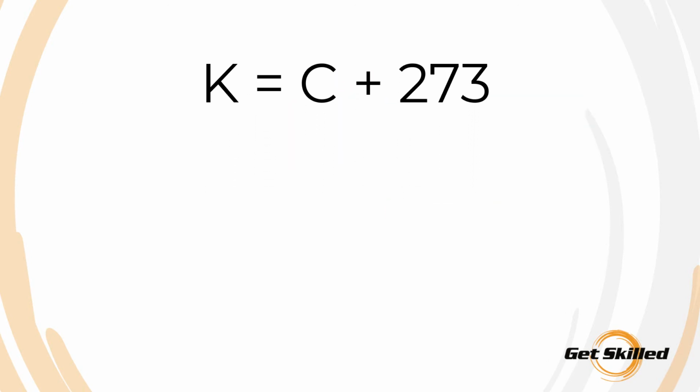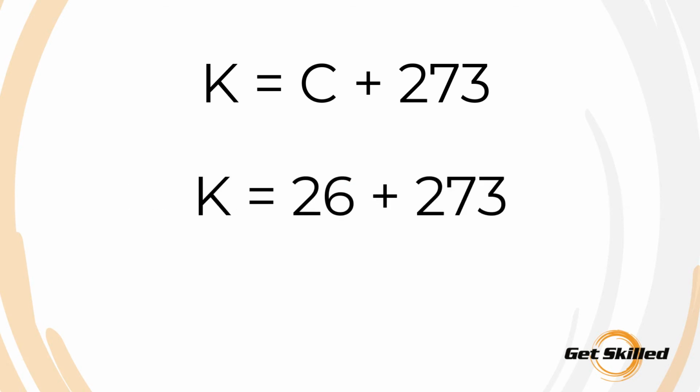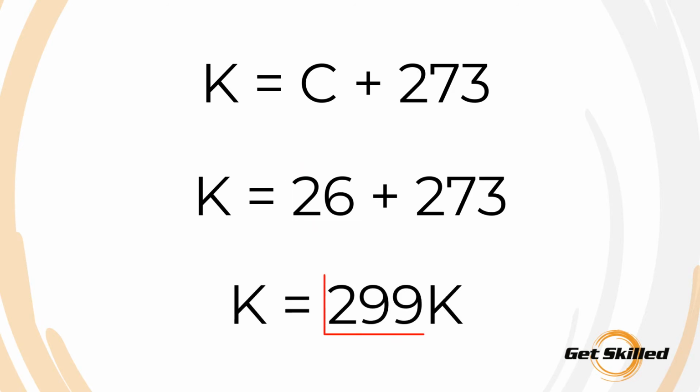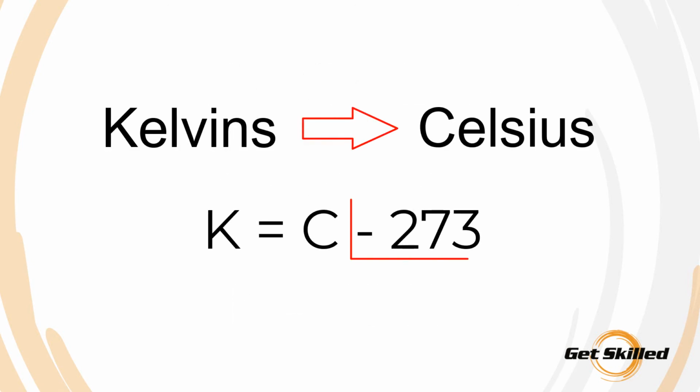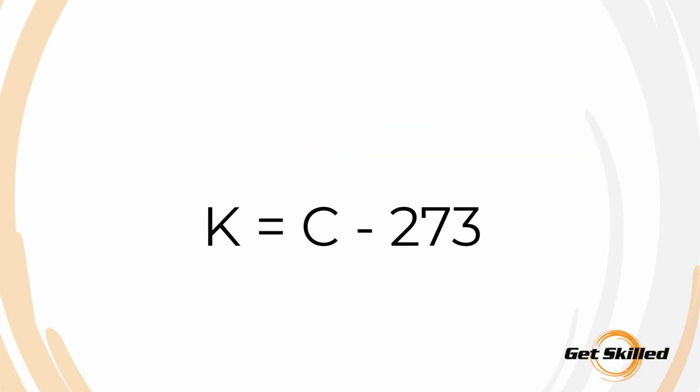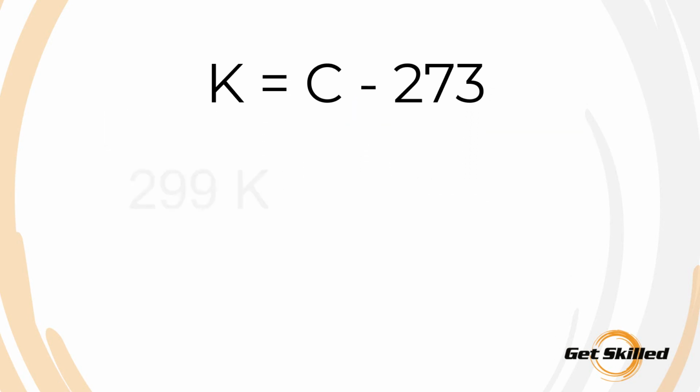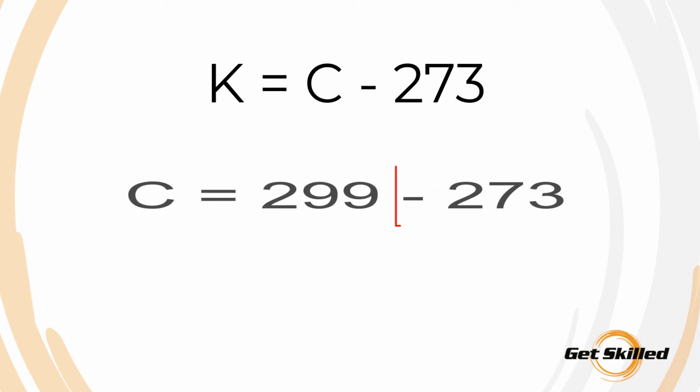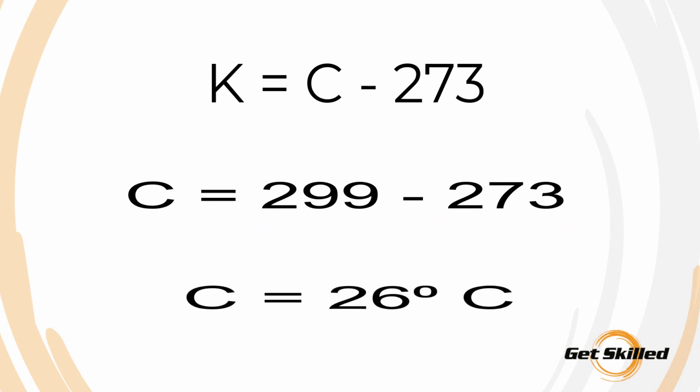For example, if you want to convert 26 degrees Celsius to kelvins, simply add 273 to 26. This will give you 299 kelvins. To convert kelvins to Celsius, you minus 273. For example, if you want to convert 299 kelvins to degrees Celsius, simply minus 273 from 299. This will give you 26 degrees Celsius.